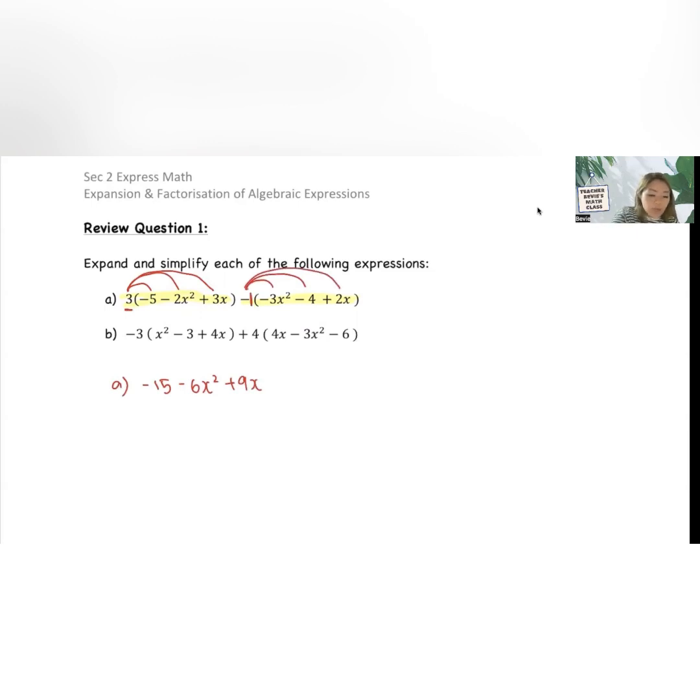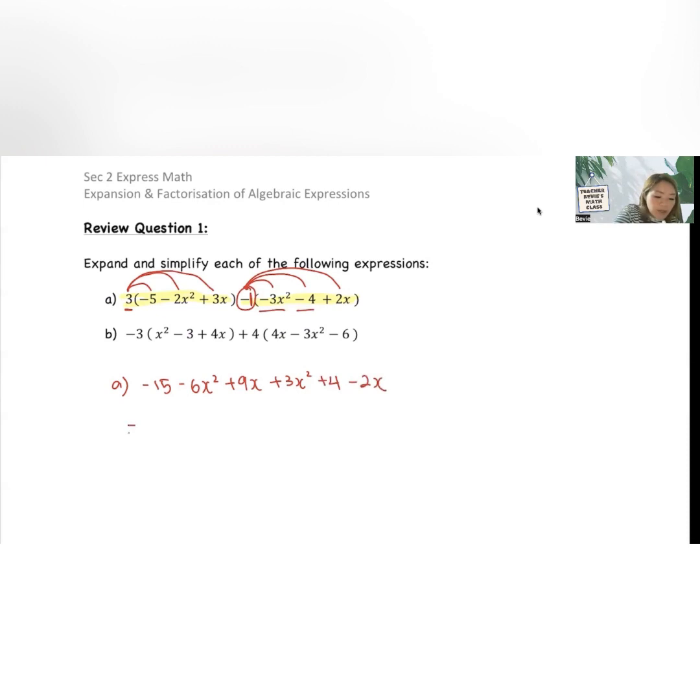when you're expanding it. So -1 times minus 3x squared gives me positive 3x squared. So be very mindful about the negative sign when you're bringing a negative number inside the bracket. Remember that you have to flip all the signs inside. -1 times -4 gives me positive 4. -1 times positive 2x gives me minus 2x. So what you realize is that all the signs over here have been flipped. Okay, just be extra careful about the negative sign.